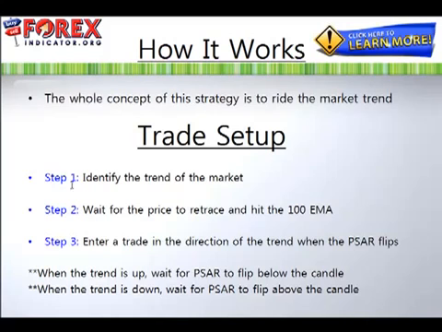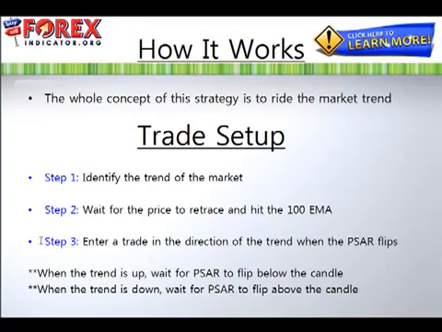So step one, what we do is identify the trend of the market, which we have done using either the EMAs or the software. Step two is we wait for the price to retrace and hit the 100 EMA. This is a very important point. The price has to retrace and hit the 100 EMA, and then we will enter a trade in the direction of the trend when the PSAR flips. Do note that when the trend is up, we wait for the parabolic SAR to flip below the candle to enter a buy trade. When the trend is down, we wait for the parabolic SAR to flip above the candle to enter a short trade.